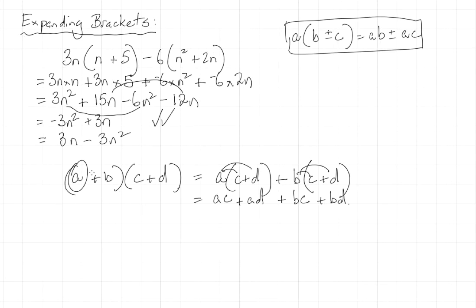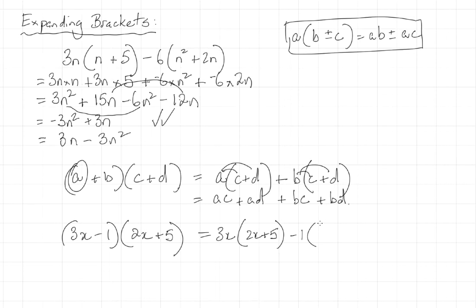Okay, let's see how it all works. So if we have 3x minus 1 times 2x plus 5. Okay, so the 3x has got to be distributed over the second bracket, and then the negative 1 has got to be distributed over the second bracket. We can then, using the distributive law, 3x times 2x.